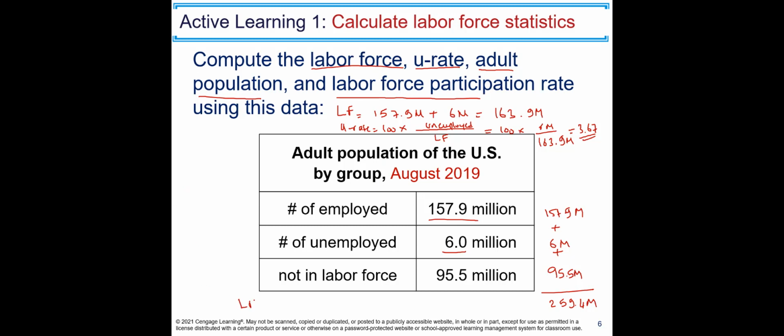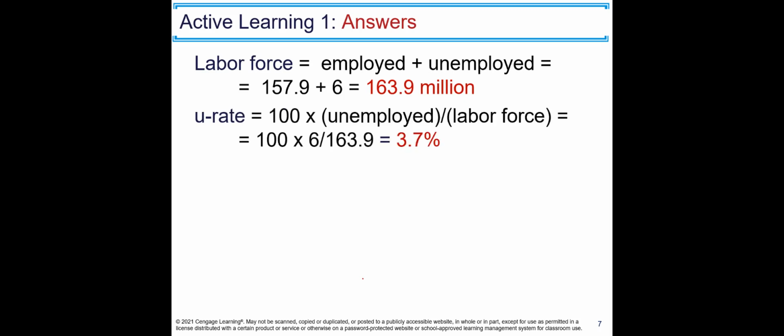And finally, we calculate the labor force participation rate. Remember, the labor force participation rate is 100 times, in the numerator you have the labor force, and in the denominator you have the adult population. Therefore 100 times the labor force, 163.9 million, divided by the adult population, 259.4 million, which is equal to 63.18%. You can find the answers on the slides as well.